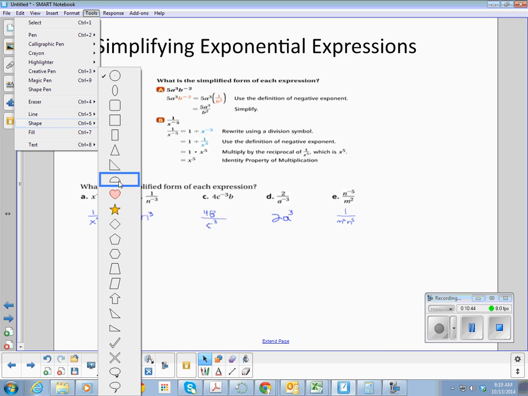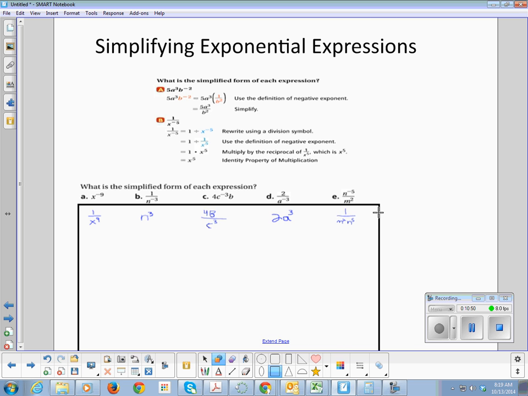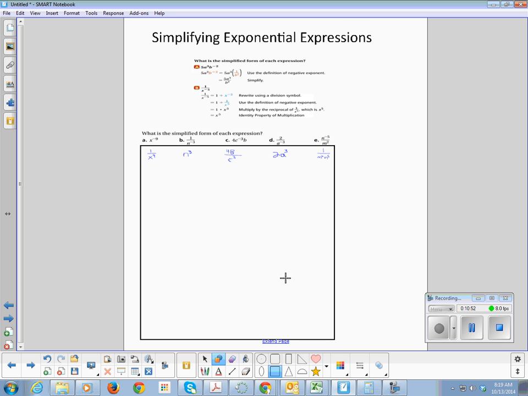Let's hide them up. A rectangle. Wow, that rectangle's huge, man. Well, that did not work out the way I wanted it to. Anywho.